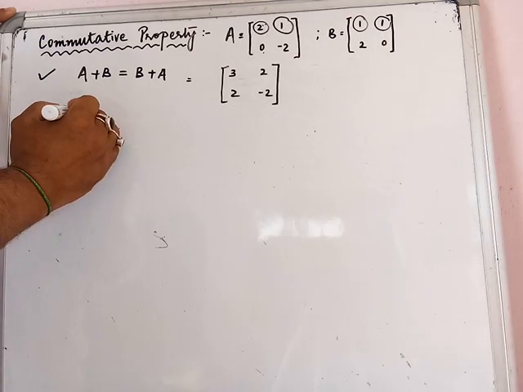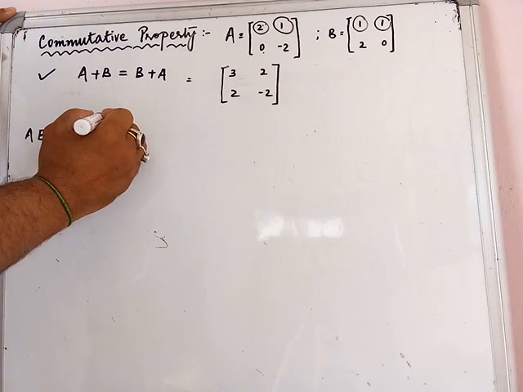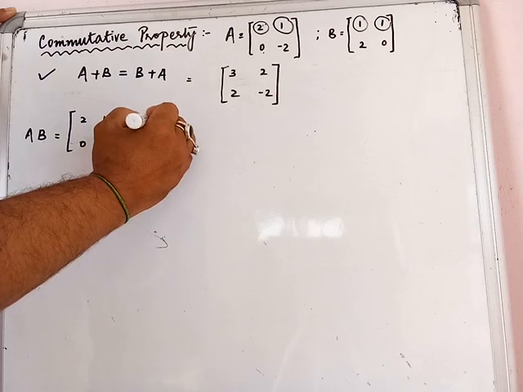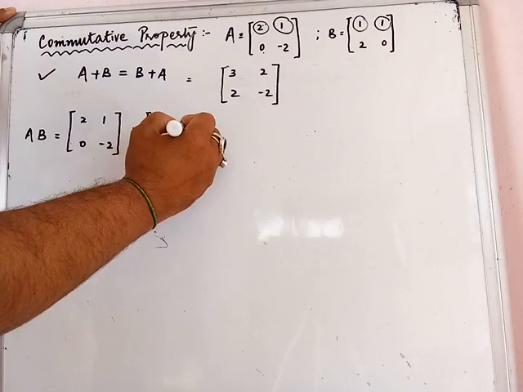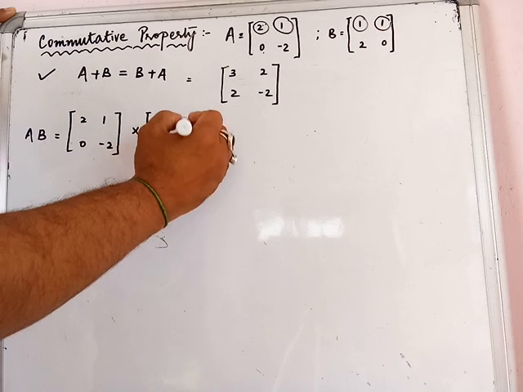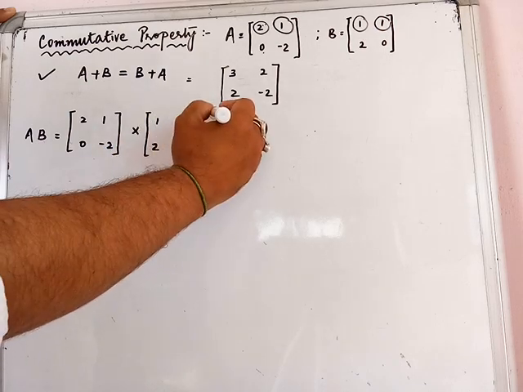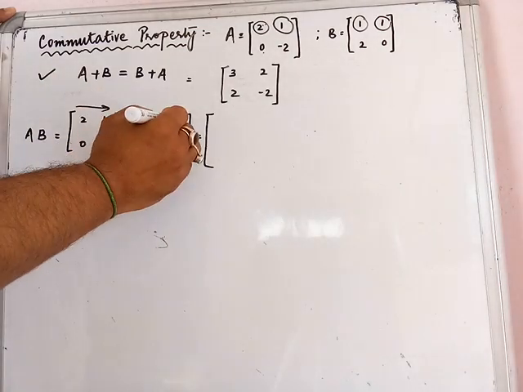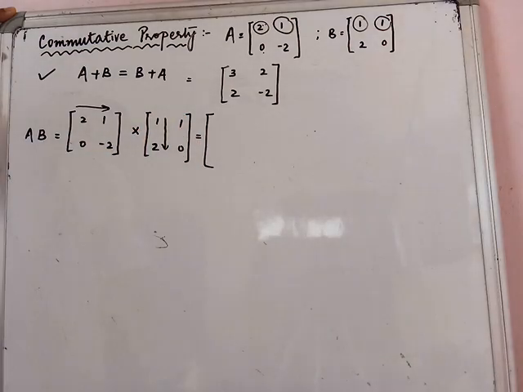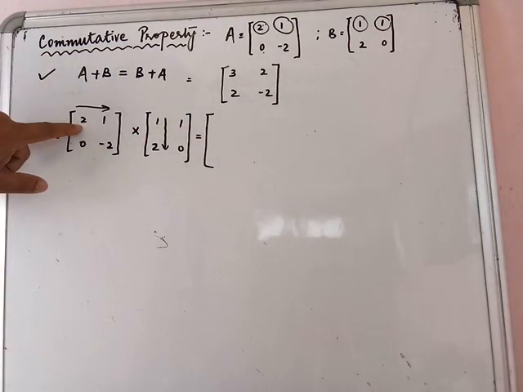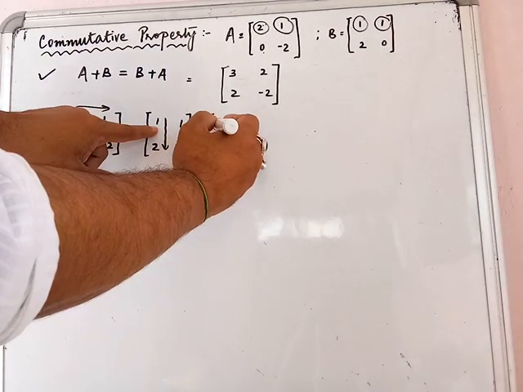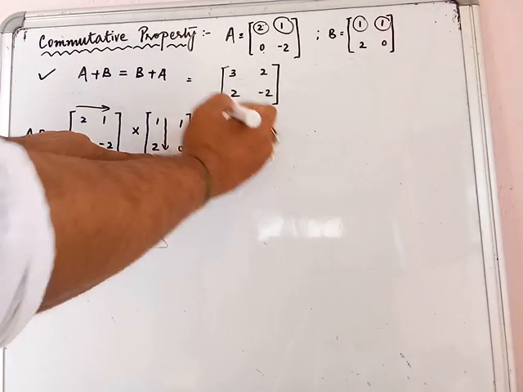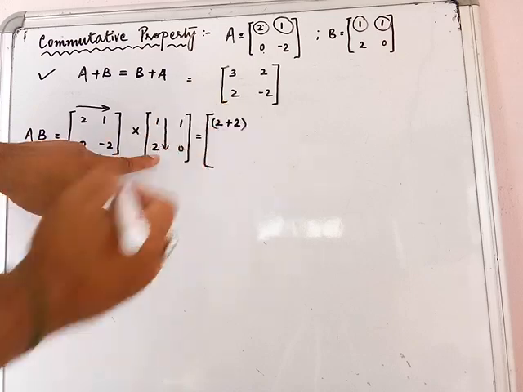I will just write down the two matrices that we have. We have 2 1 0 minus 2 multiplied by, what is B? B is 1 1 2 and 0. Matrix multiplication we have already studied. We go row wise in the first and column wise in the second matrix. So 2 multiplied by 1 will give you a 2, plus 1 multiplied by 2 will also give you a 2. So that is the first entry that we have.